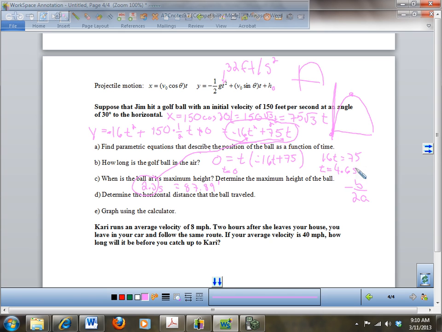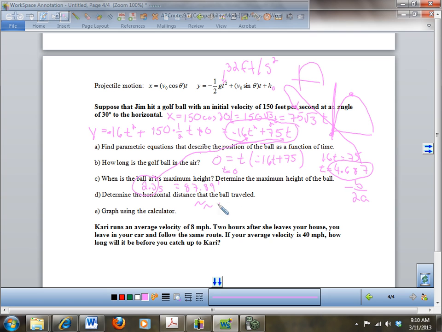Well, this should actually be 4.687 or something like that. Now to determine the horizontal distance, I take this and plug it into my x equation. So if I go 75 root 3 times 4.687, I get that the ball travels approximately 600 and something feet, 609 feet.